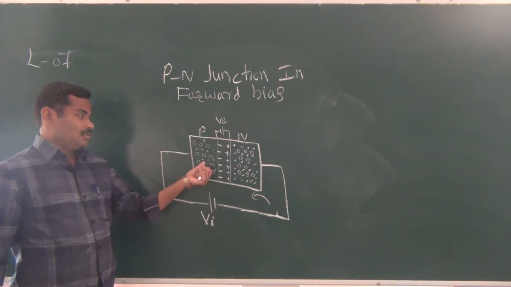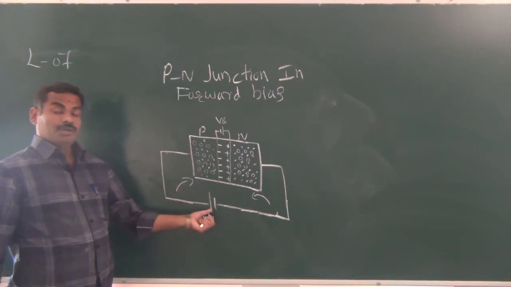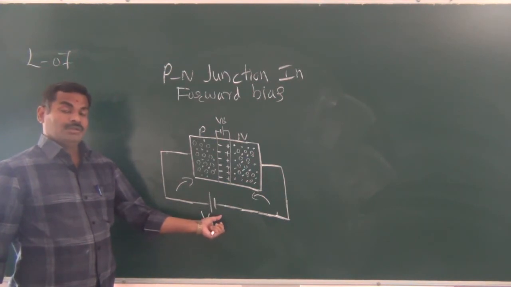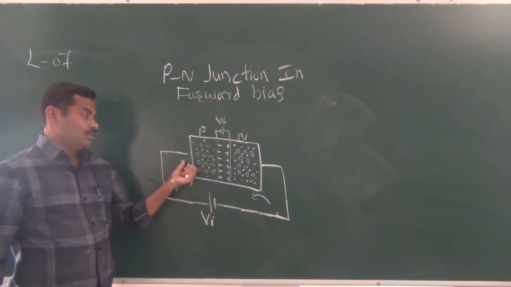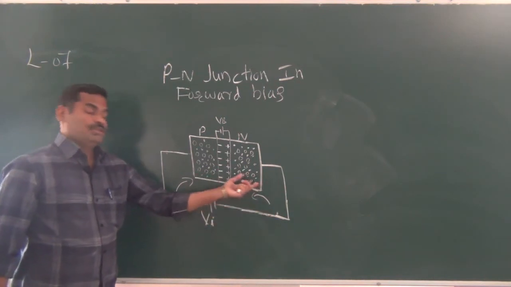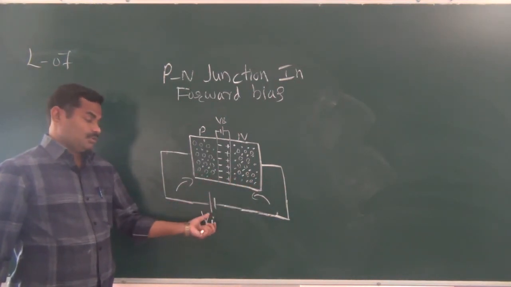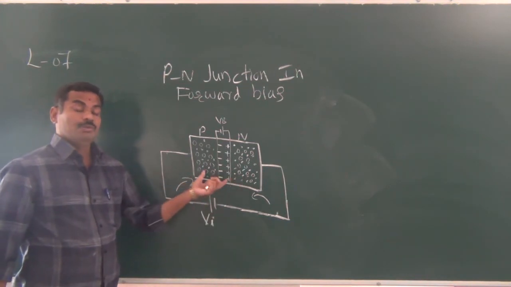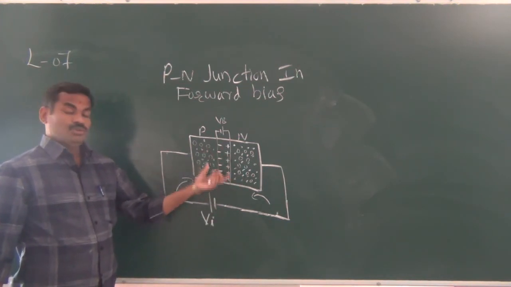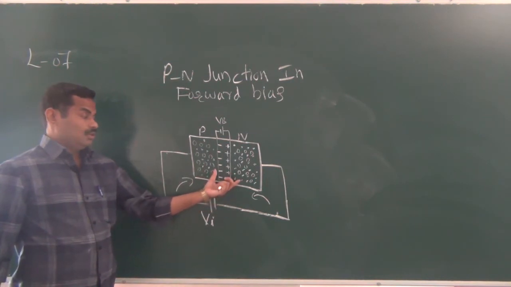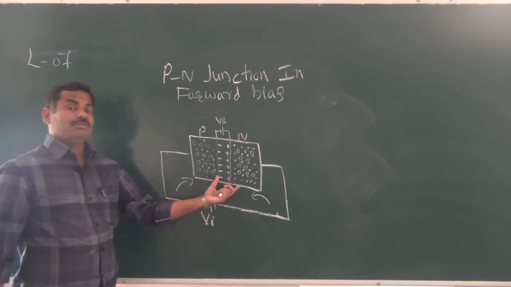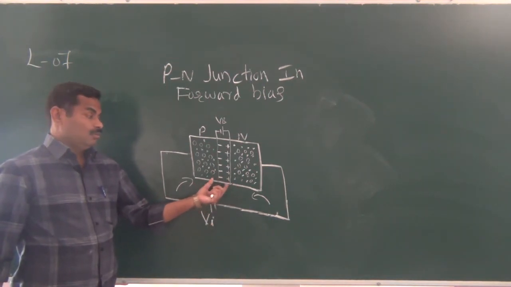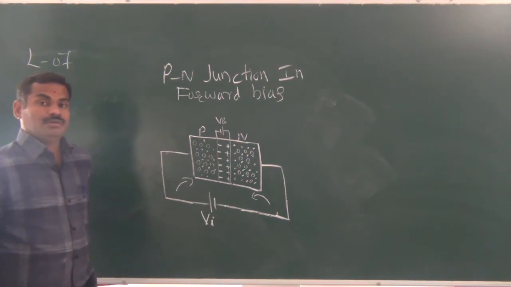Because the holes are repelled by the positive battery and electrons are repelled by the negative battery, the holes move towards the junction, and electrons also move towards the junction, because of the applied voltage. When they move towards the junction, then what happens? They will reduce the depletion layer.